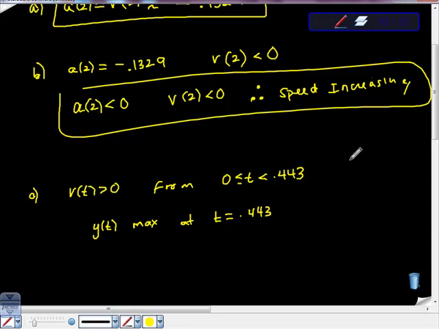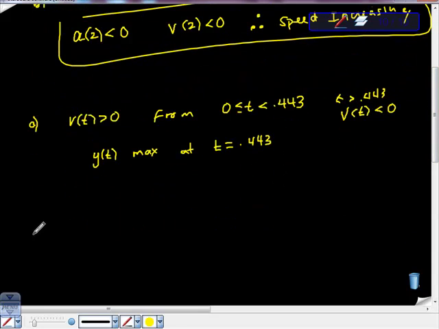If you want to, you can say t is greater than 0.443, velocity is negative, or v of t is less than 0, right? And remember, if velocity is less than 0, that thing is moving downward. It's changing direction. So that's my whole answer. This is how I answer that part.